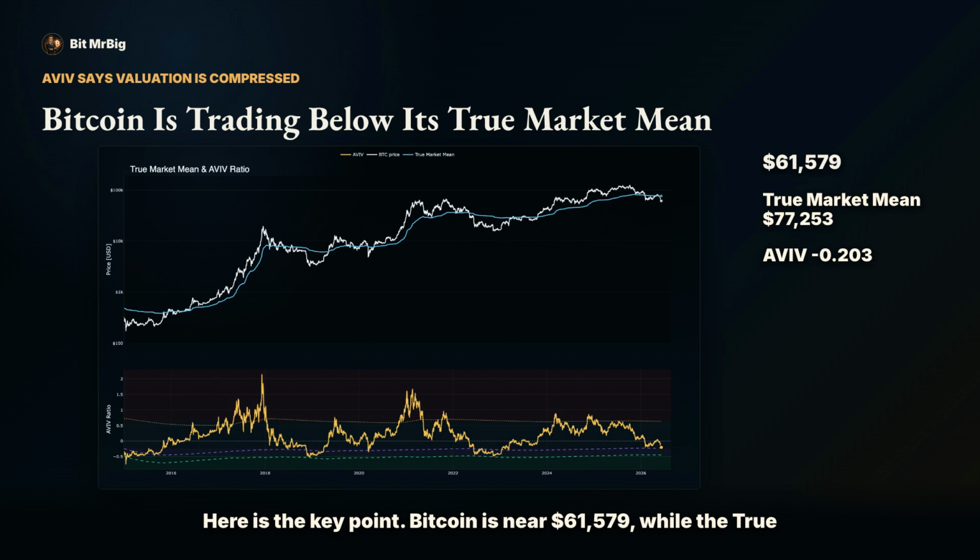Here is the key point. Bitcoin is near $61,579, while the true market mean sits around $77,253. The AVIV ratio is negative 0.203, almost sitting on the -1 standard deviation zone. That is not a casual dip reading. It says the market is trading in a compressed investor value area.